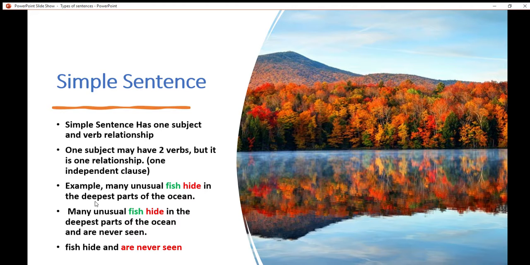Okay, many unusual fish hide in the deepest parts of the ocean and are never seen. So, there are 2 verbs in the sentence. Fish is the one subject, hide is the verb, and are never seen is also a verb. So it shows right here: fish the subject, hide the verb, and are never seen is also the verb.